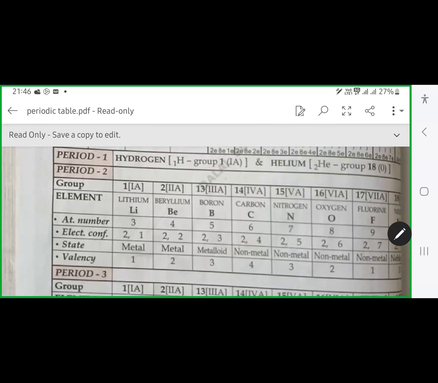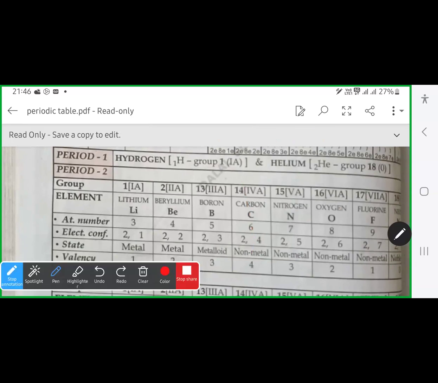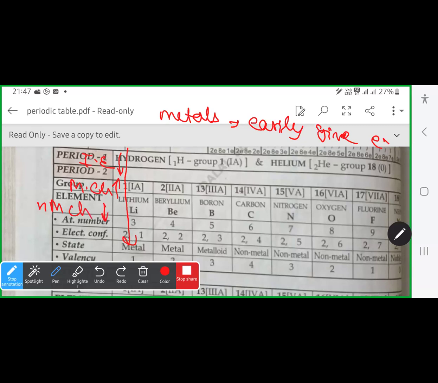So always learn one thing more: what are metals? Those that easily give electrons. So as we move from top to bottom, ionization energy is decreasing. Clear? So therefore metallic character will be increasing, or we can say non-metallic character will be decreasing. Any problem, mera bachcha? No, sir.